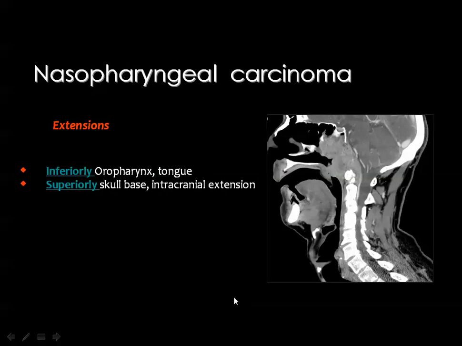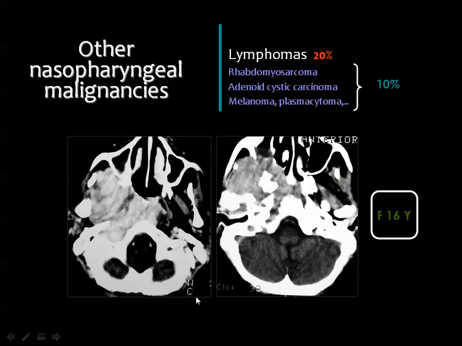Then inferiorly and superiorly are seen in the coronal and sagittal images. The inferior extension of the lesion will extend towards the oropharynx and the tongue, while the superior extension of the lesion will invade the skull base and may go inside the cranium.